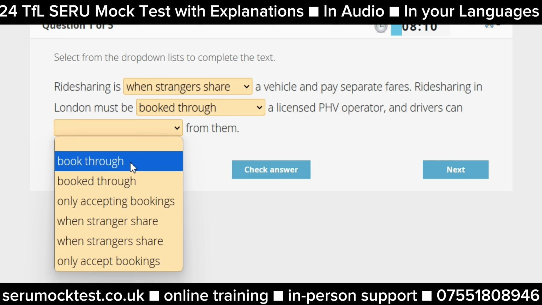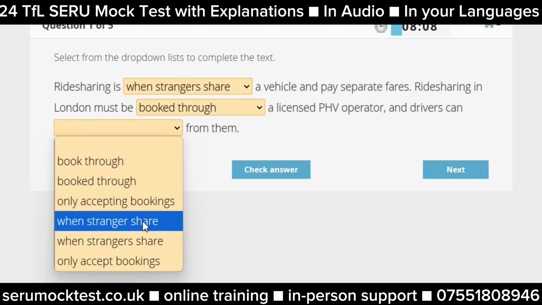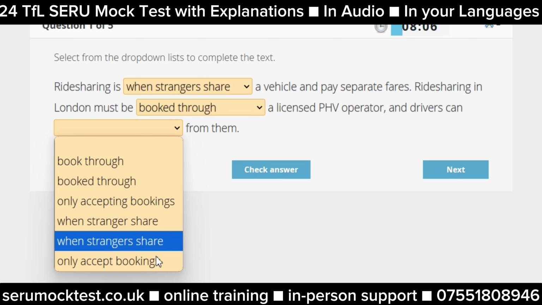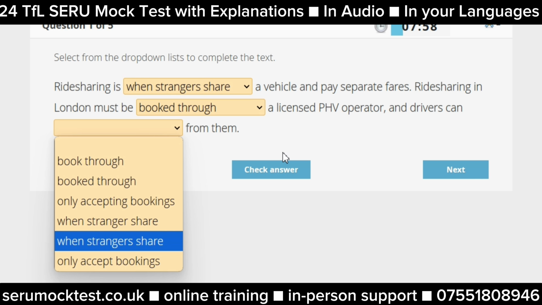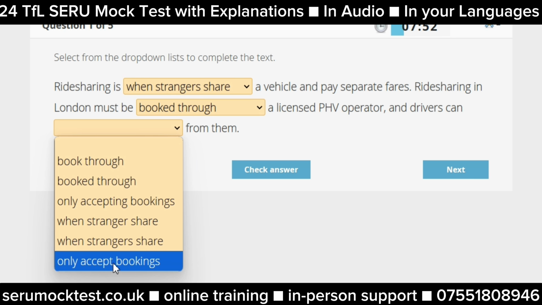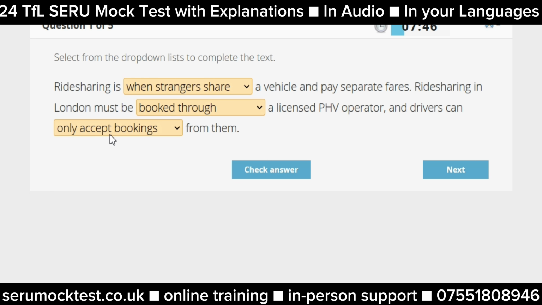Now we have only two left. Now book through is done, strangers done. Now only accepting bookings, only accept bookings. So drivers can only accept bookings. And now this can is a modal verb as well. And after a modal verb, normally the base form, the present form of the verb is used. So this is why we're going to use this.